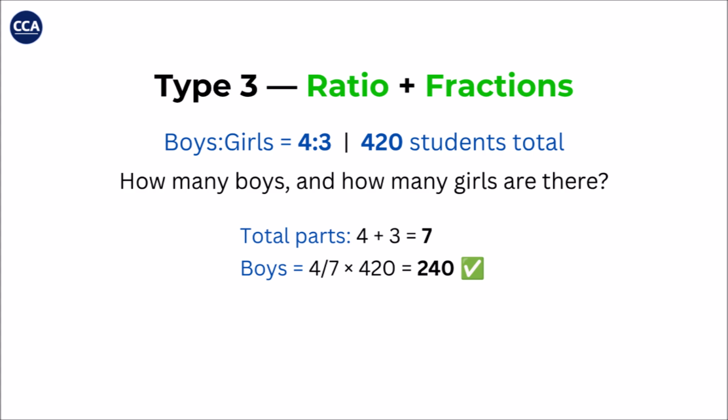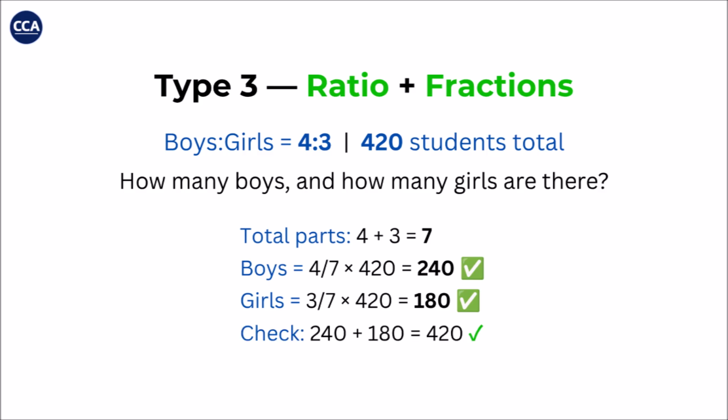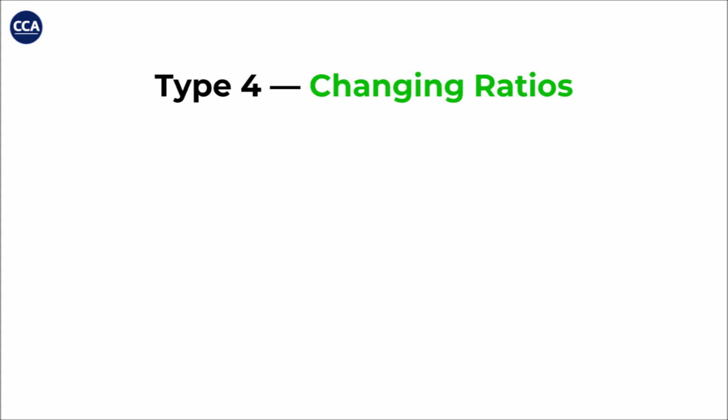Step 4. Boys fraction. 4/7 of 420. 4 divided by 7 multiplied by 420 equals 240 boys. Girls fraction. 3/7 of 420. 3 divided by 7 multiplied by 420 equals 180 girls. Check. 240 plus 180 equals 420. Correct. Check ratio. 240:180 simplifies to 4:3. Correct. The fourth type. One quantity changes, and you need to find the new ratio or new quantity.